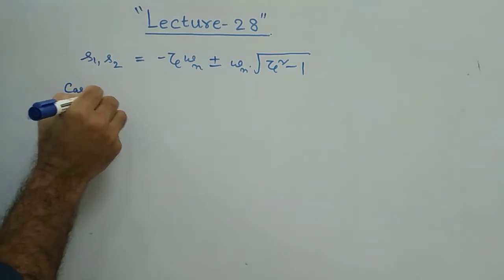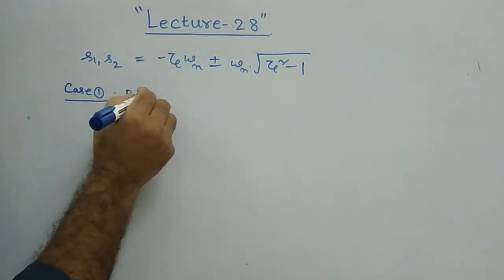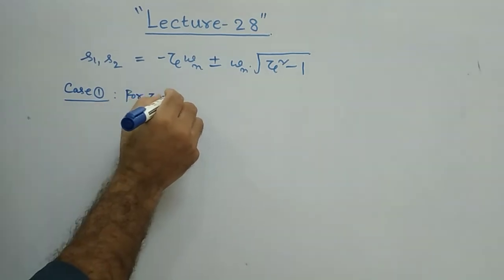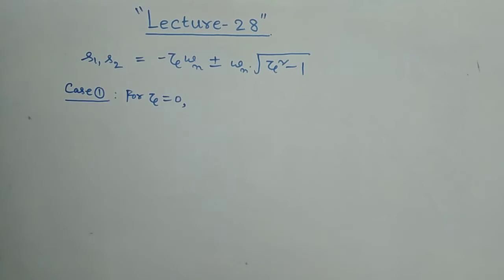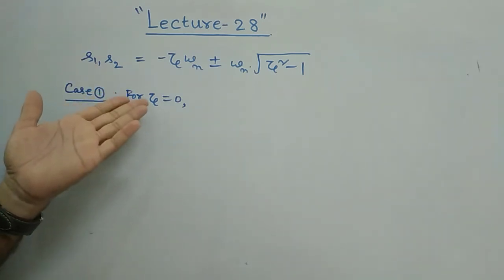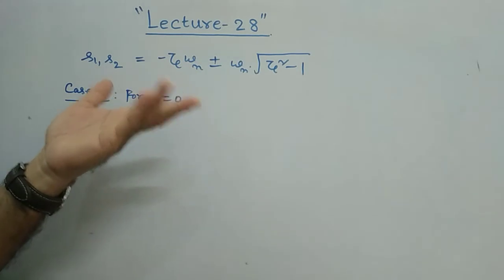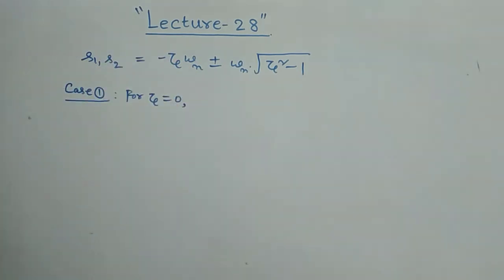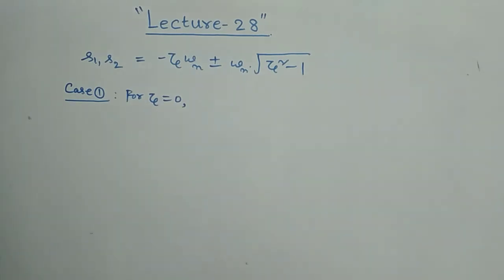Now you can call it as case 1. What is case 1? For zeta equal to 0. If zeta is equal to 0, the system is called an undamped system. So, for an undamped system, what are the roots of the characteristic equation?